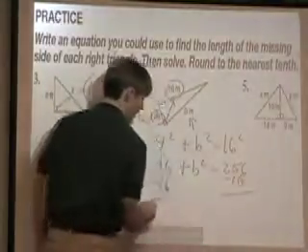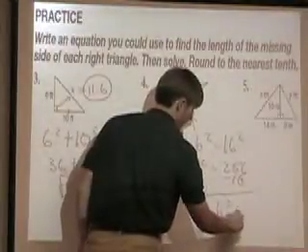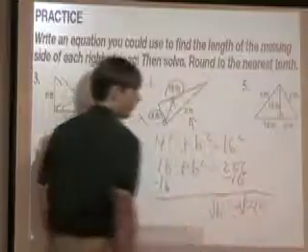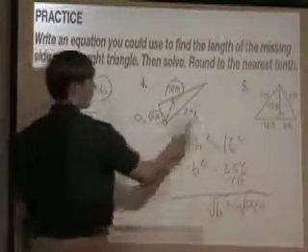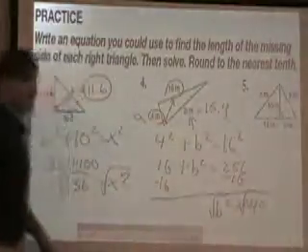What's 256 minus 16? So I got B squared equals 240. Now I take the square root of both sides. What's the square root of 240? So I know B equals 15.4.